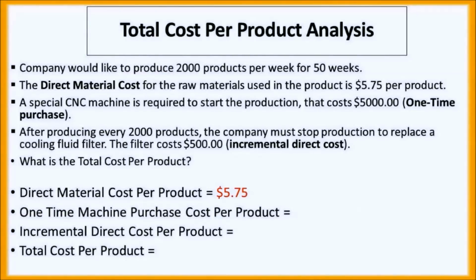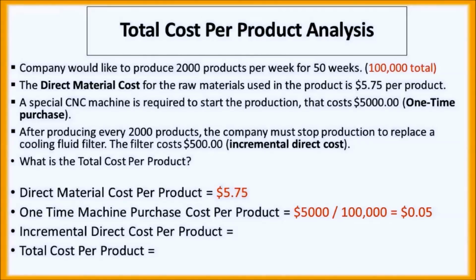The problem statement mentions that the direct material cost is $5.75 per product. So we're going to be purchasing the raw materials at a cost of $5.75 for every product that we produce. And that just is the direct cost. There's really no calculation needed there. The direct material cost just is $5.75.